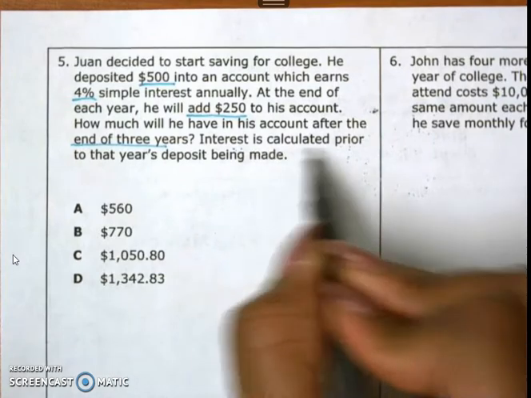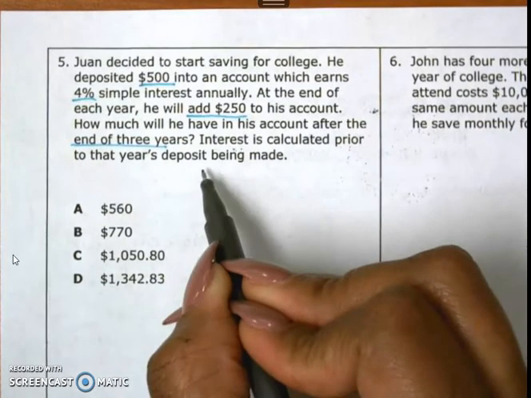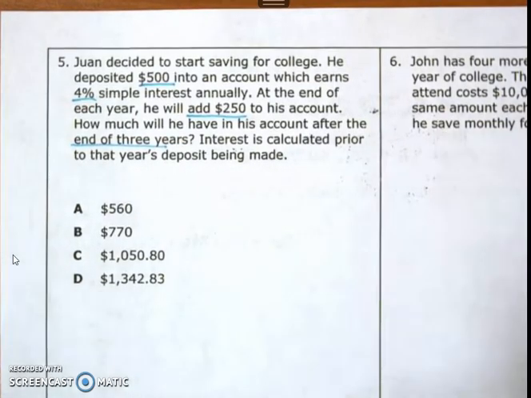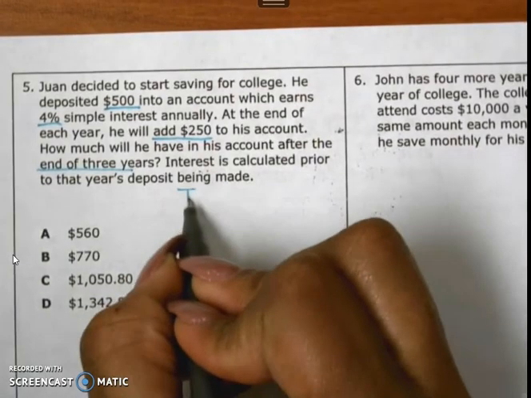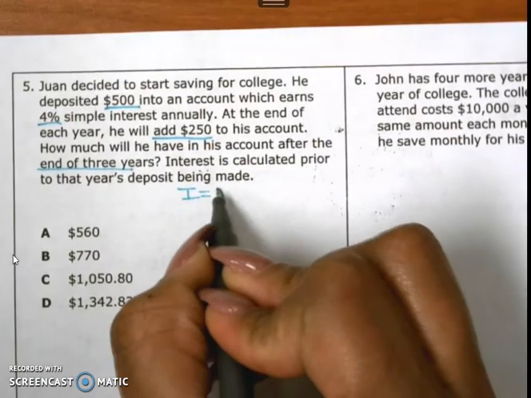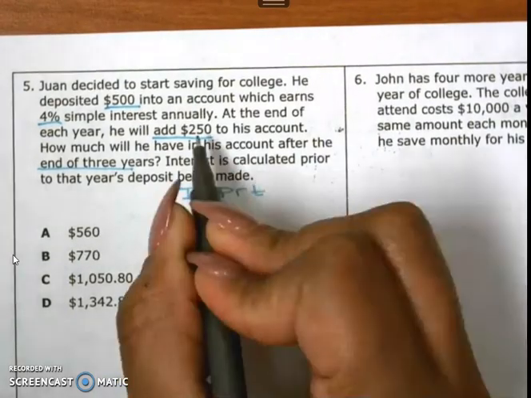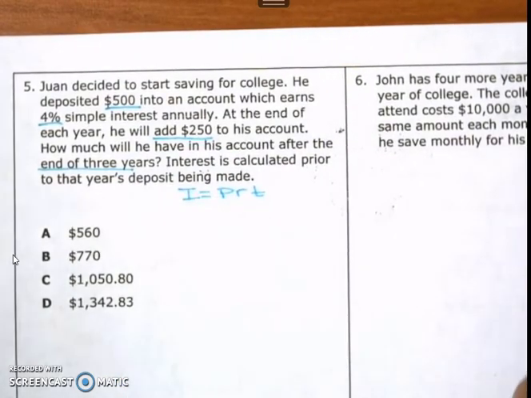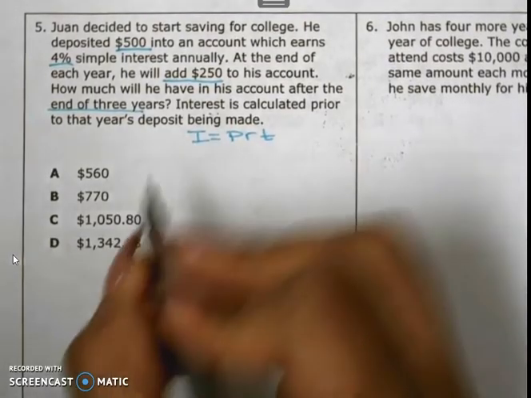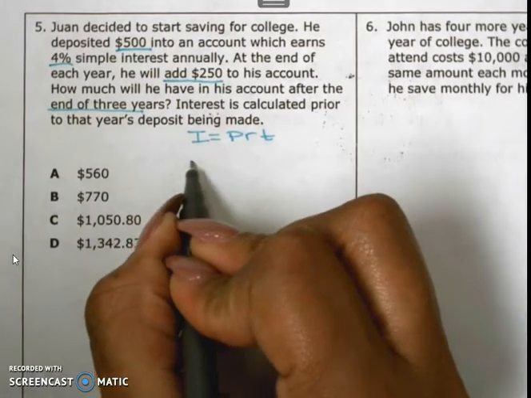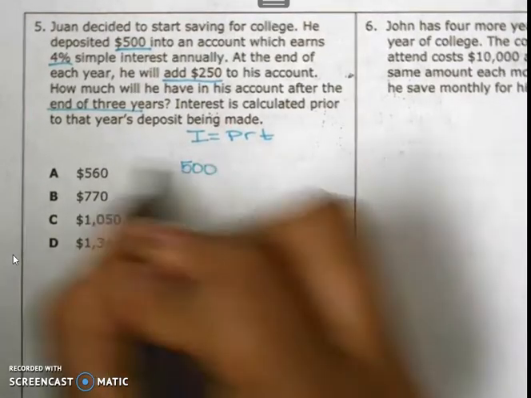Note, the interest is calculated prior to the year's deposit being made. So we will not use just the simple formula I equals PRT, because we have to calculate the interest separately for each year due to him adding the $250 in at the end of each year. So in that case, my original principal is $500. So we're going to break this down by each year.